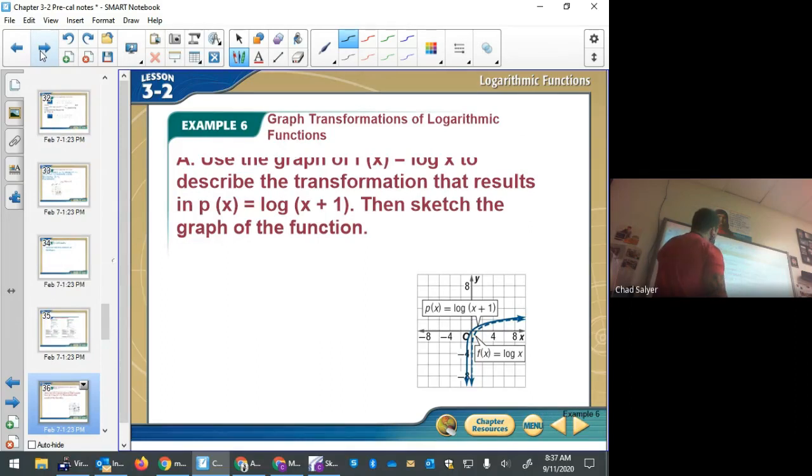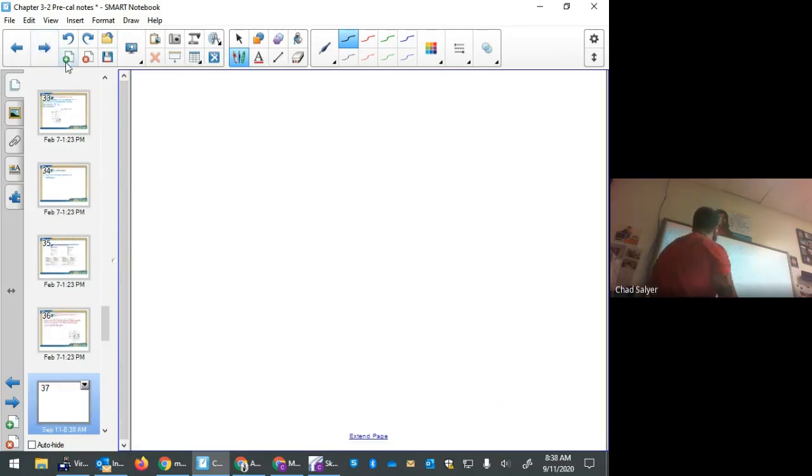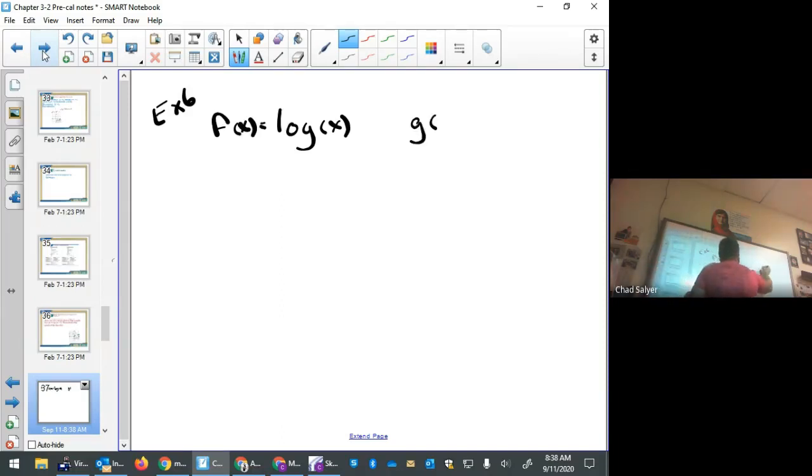So let's do a transformation. So we're talking about log of x versus log of x plus 1. This is example 6, I believe. Yep. So the plus 1 here is going to do what sort of transformation, Ian? Left 1 unit. Very good.